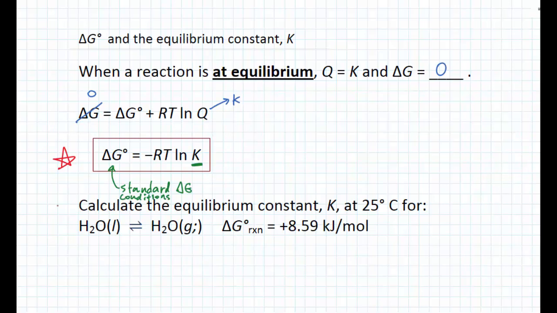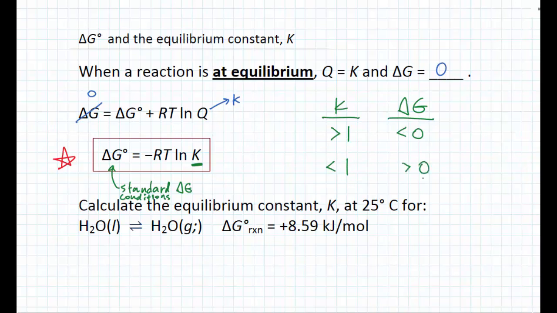So let's write a little table here. K greater than 1, delta G less than 0. With K, the tipping point between product and reactant is 1 because it's a ratio. More products over reactants, that's greater than 1. More reactants than products, that's less than 1. Delta G is greater than 0 then.